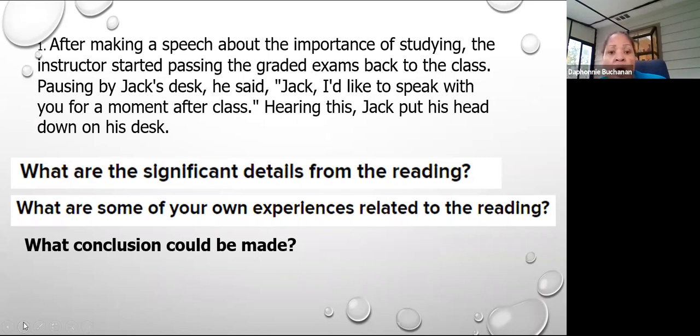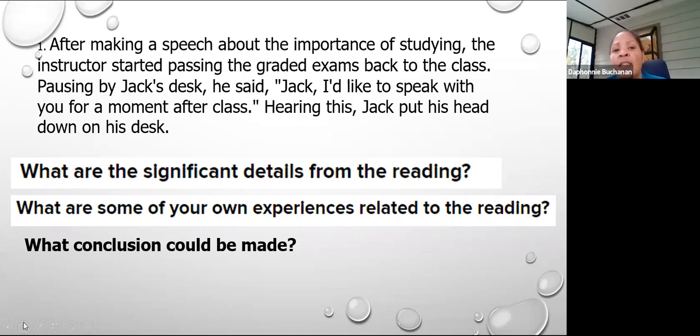So another thing we are going to be studying, or you need to know about, is drawing conclusions and making inferences. So I'm going to read this to you, and I want you guys to think about it for just a second. After making a speech about the importance of studying, the instructor started passing the graded exams back to the class. Pausing by Jack's desk, he said, "Jack, I'd like to speak with you for a moment after class." Hearing this, Jack puts his head down on the desk. What are the significant details from the reading? That is my first question.